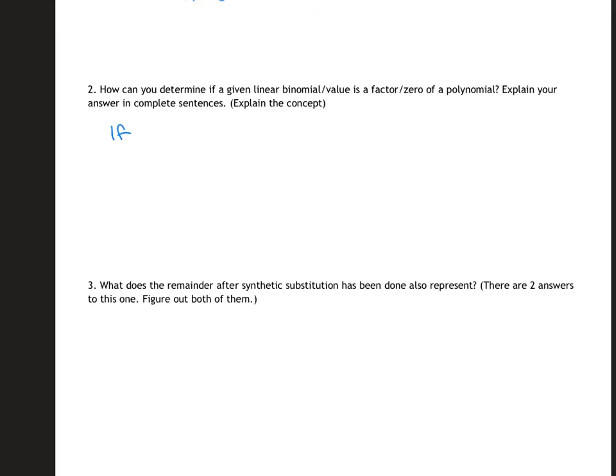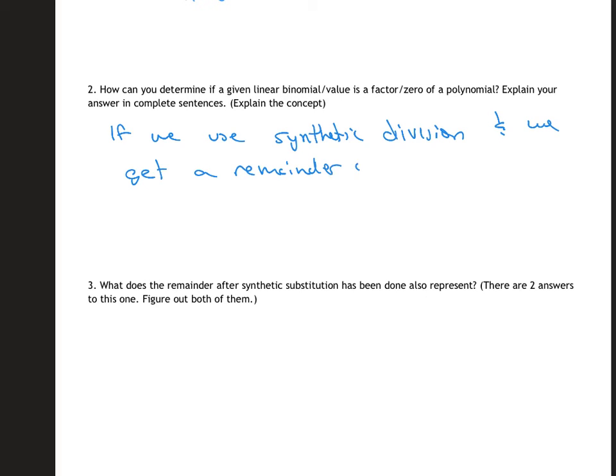So what we can do is use our synthetic division, and we get a remainder of what? Zero. Then we can say it's a factor. And the value is 0. So that's kind of looking at it. Cool, so if we do synthetic division and we get a remainder of 0, we're good to go.